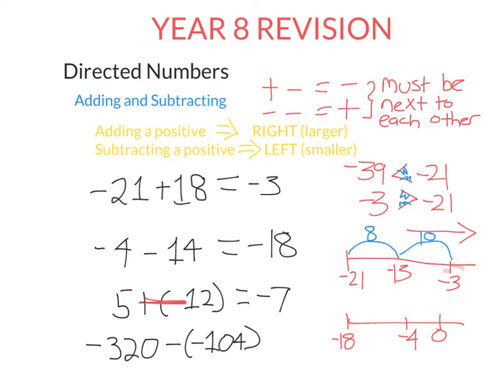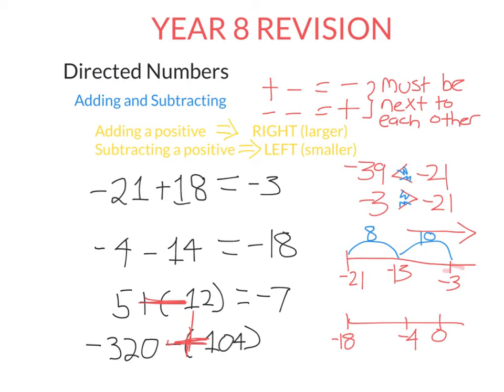So similarly here, we're subtracting a negative. So we're going to use this rule here. If you have two negatives next to each other, then they equal a positive. So I can turn these two negatives, two minuses, into a positive. So this is minus 320 plus 104.